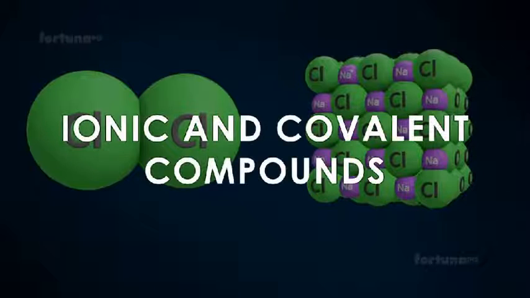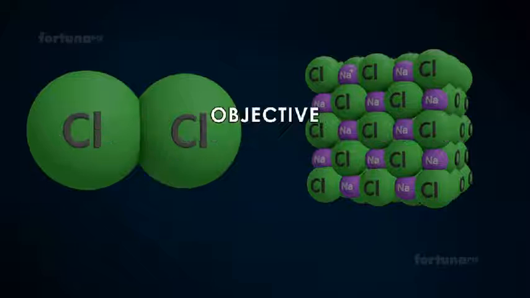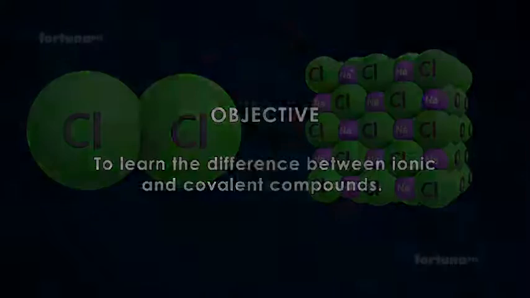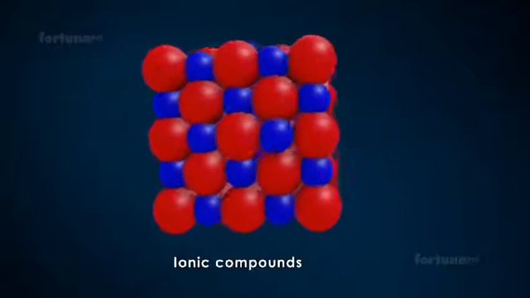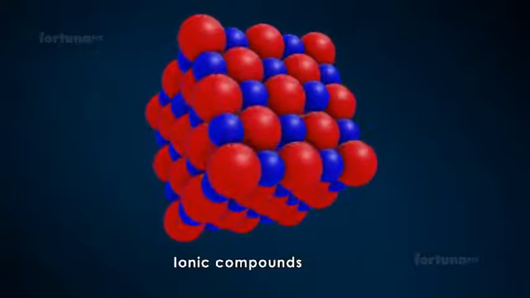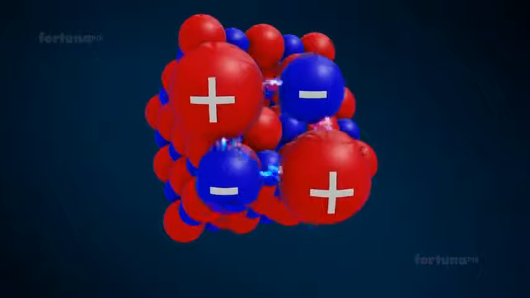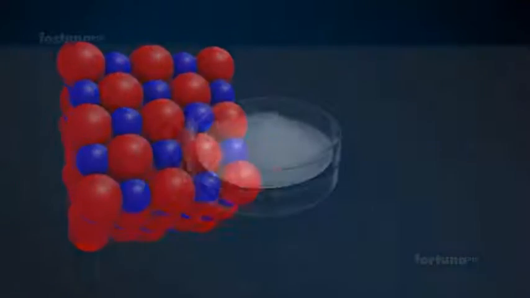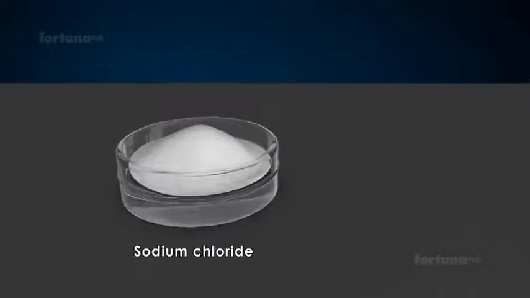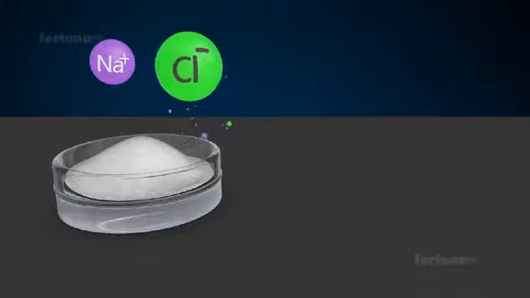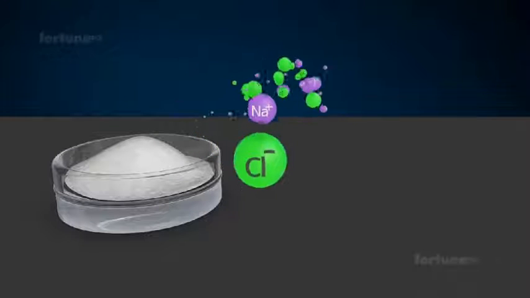Ionic and covalent compounds. Objective: to learn the difference between ionic and covalent compounds. Ionic compounds are unique in that they possess oppositely charged ions that are bound together by an electrostatic force of attraction. Sodium chloride, common table salt, consists of a sodium cation, Na+, and a chloride anion, Cl-.